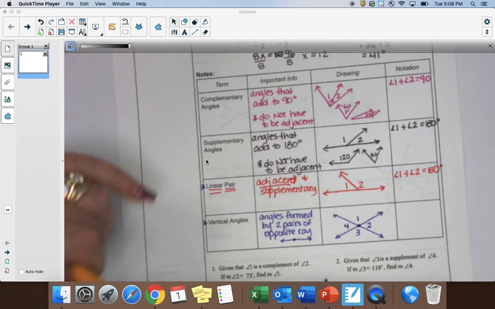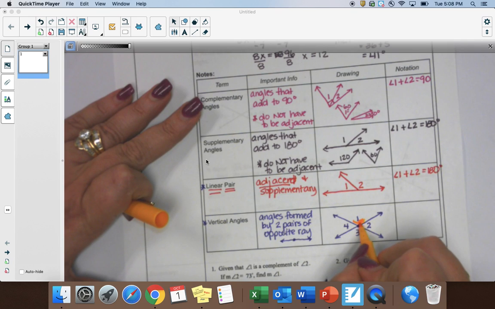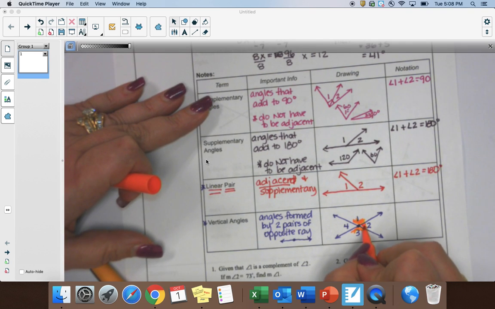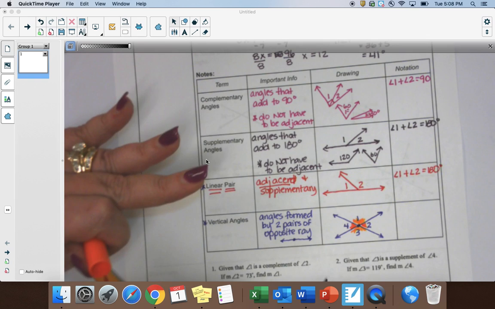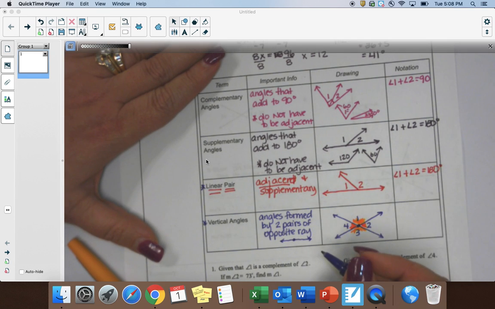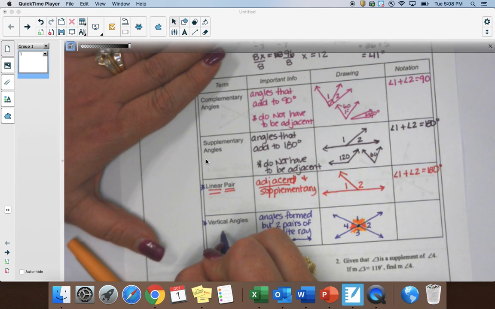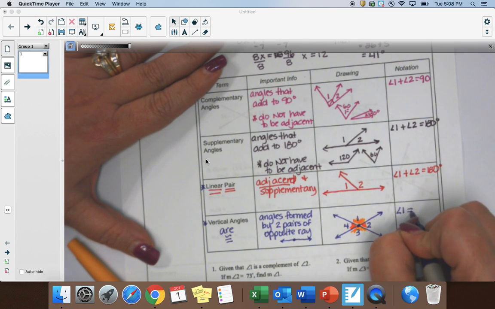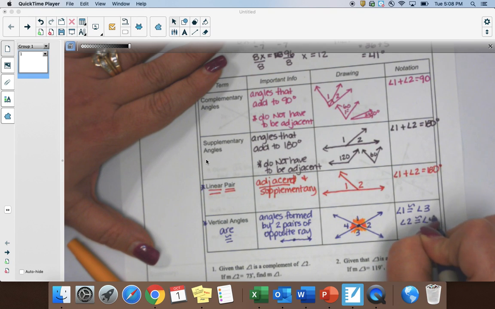What I mean by that is this angle 1 is opposite of this angle 3, and this angle 2 is opposite of this angle 4. Remember, adjacent angles meant that they were side by side, and opposite angles means that they're across from each other. And here's what we know, and this is extremely important. Vertical angles are congruent. That means that they're the same size. So angle 1 is congruent to angle 3, and angle 2 is congruent to angle 4.